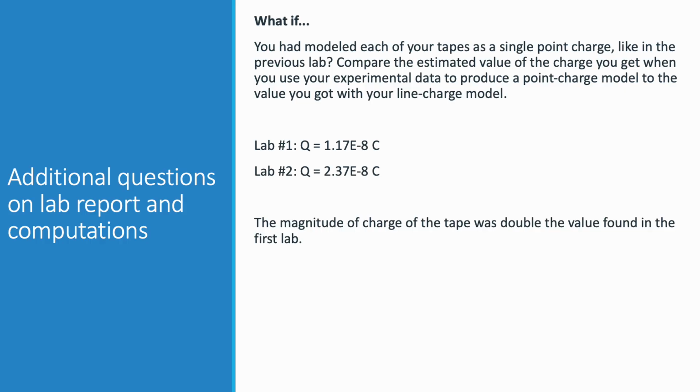Now onto the additional questions. What if you had modeled each of your tapes as a single point charge like in the previous lab, and then compare the value of the charges? As I mentioned before, in Lab 1 I got a value of 1.17e-8, and in Lab 2 I got a value of 2.37e-8. So the magnitude of the charge on the tape in the second one was basically double the value found in the first lab. There was a significant difference.